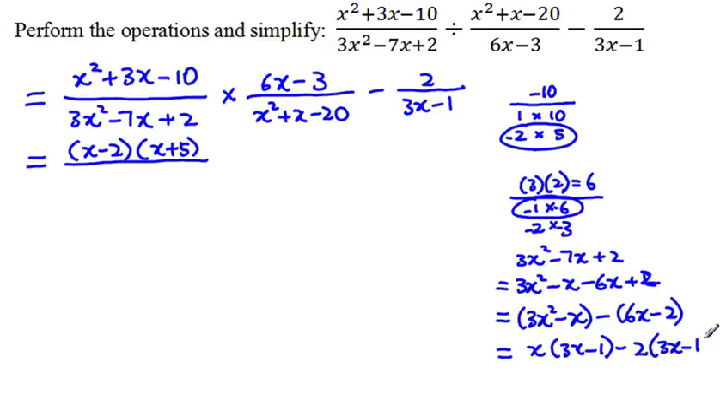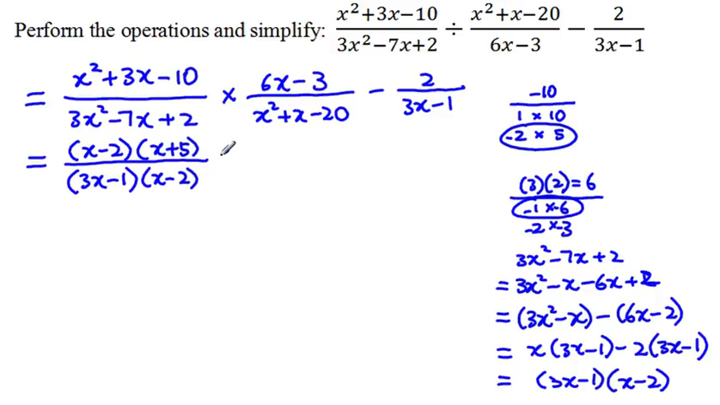Finally, we see these two terms both have a common factor, 3x minus 1. So let's further factor out the 3x minus 1. And so we got 3x minus 1 times x minus 2. Now let's put this factored form back. So we have 3x minus 1 times x minus 2.